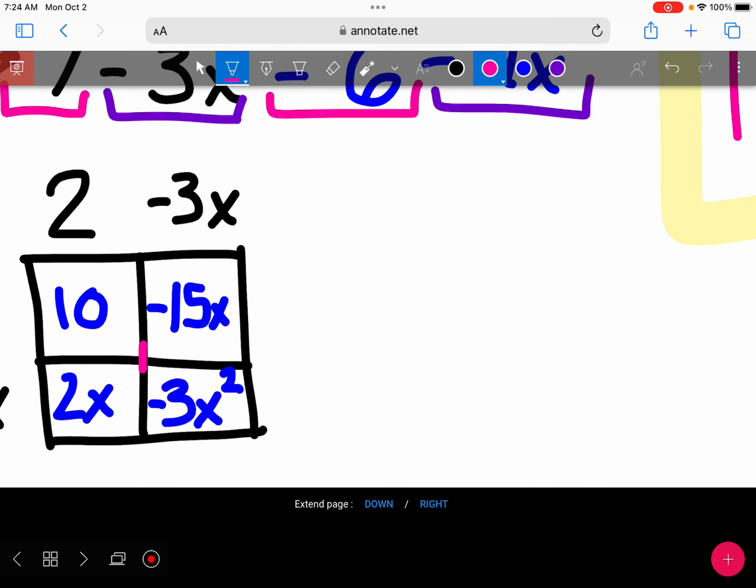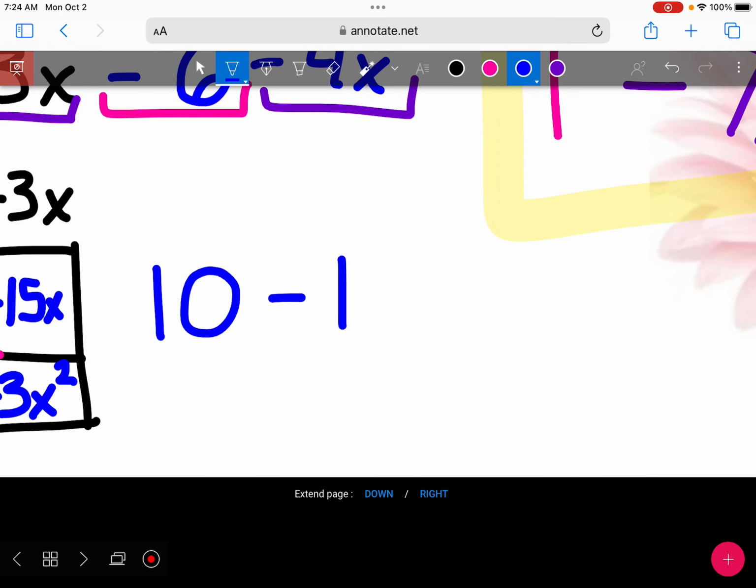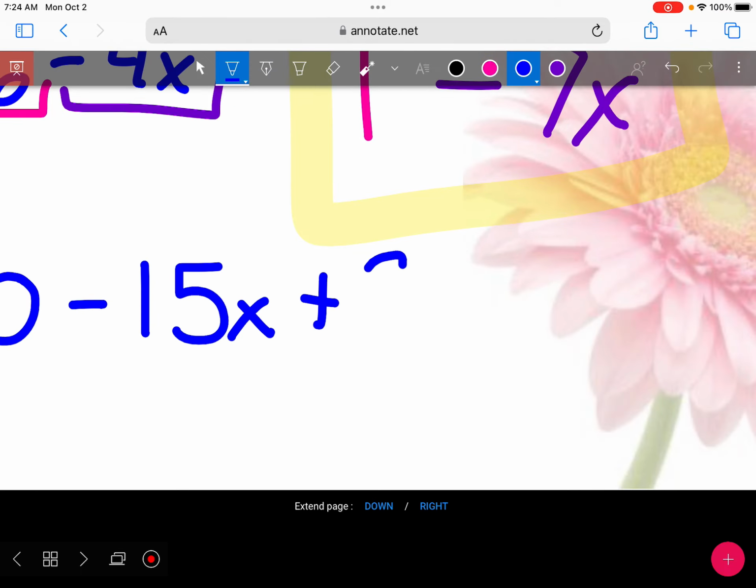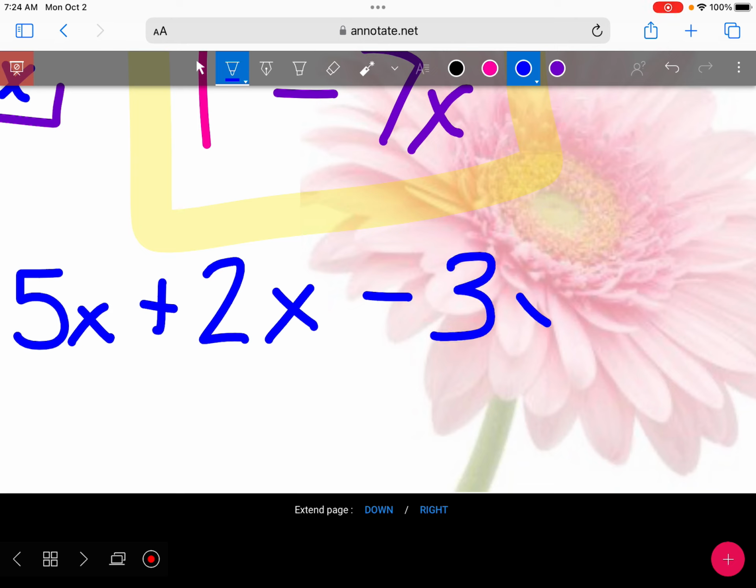And then to get everybody out of the box, we pull them all out, line them up by adding all the pieces together. So we're going to have 10 minus 15x plus 2x minus 3x squared. A lot of pieces in those two steps. Everyone see what we did there? Because we have one last step. What can I do to simplify this further?